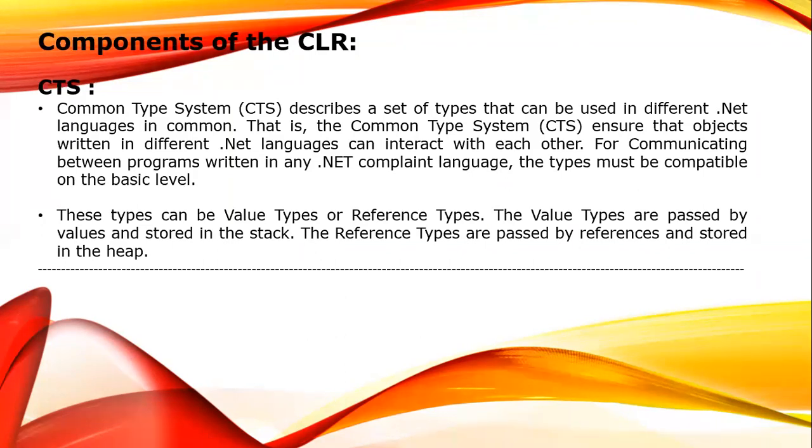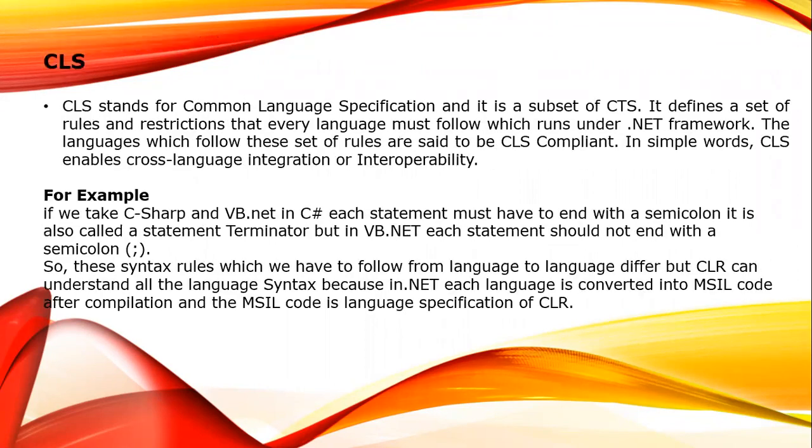The value types are passed by value and stored in the stack. What is a stack? It is an area where your memory location can be traced out and an object can be referenced. The reference types are passed by reference and stored in the heap. Heap is an area where you can actually redirect your object. So this is CTS, the common type system.